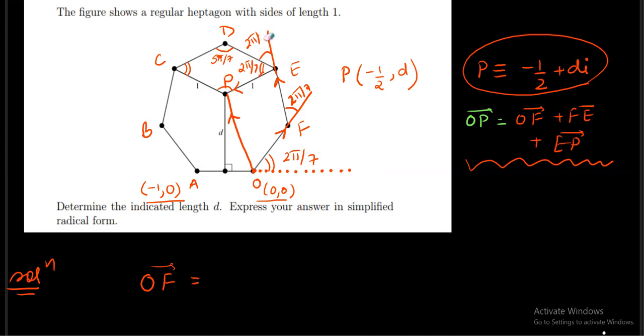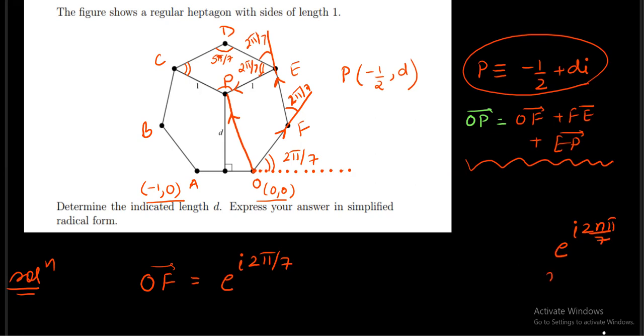ठीक है, तो हमने ये सारे एंगल्स लिख लिए हैं जिनकी जरूरत मुझे आगे पड़ने वाली है टू राइट डाउन द कॉरेस्पॉन्डिंग कॉम्प्लेक्स नंबर। Well, I started with the OF vector. So what is OF vector? OF vector is 1 into e raised to the power iota 2π/7. And when you look at e power iota 2π/7, it seems that it is nothing but a seventh root of unity, right? What are the seventh roots of unity? e power iota 2nπ/7.